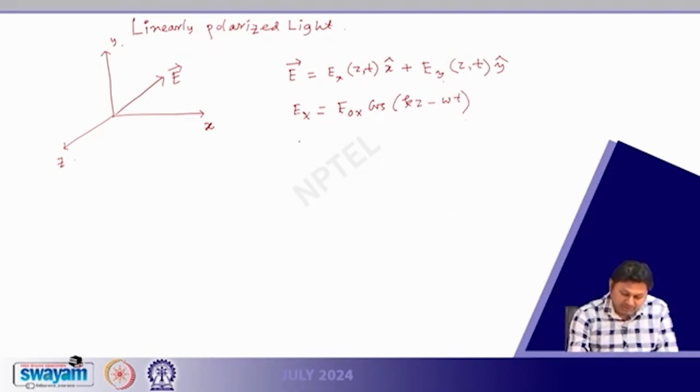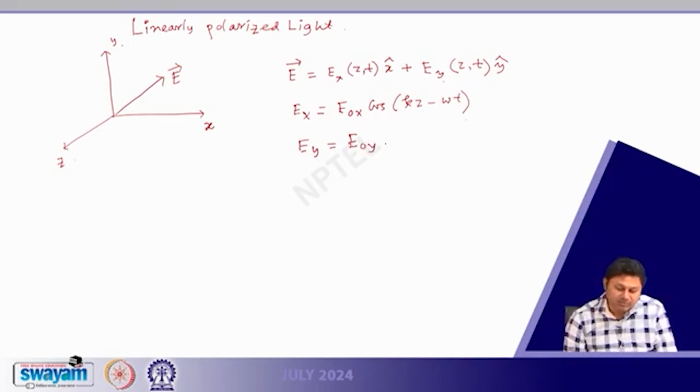Ey, on the other hand, I write a different amplitude for the time being, E0y, E0x not necessarily equal to E0y. In general they are different, but in special cases they are the same. And then we have cos(kz minus omega t), and I add a phase over that, plus phi.